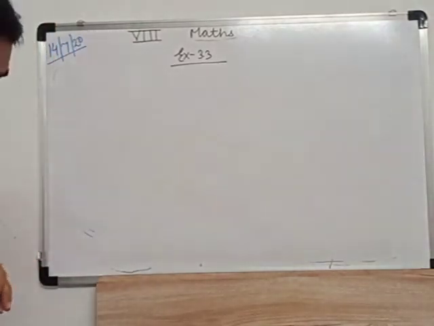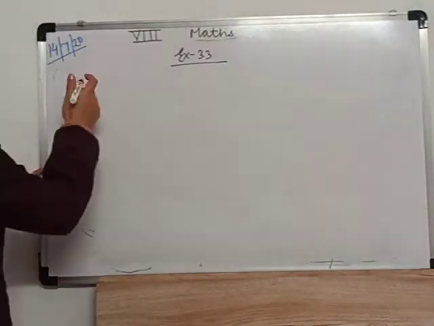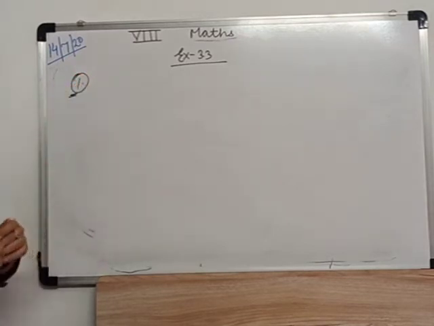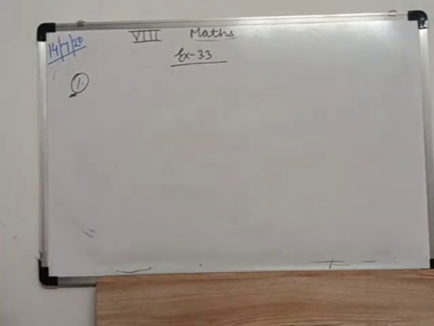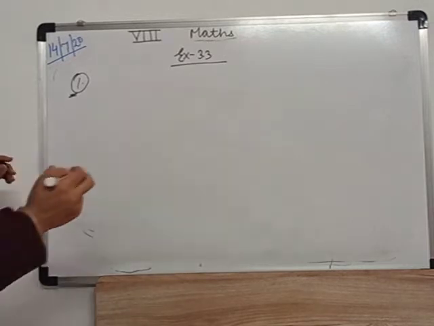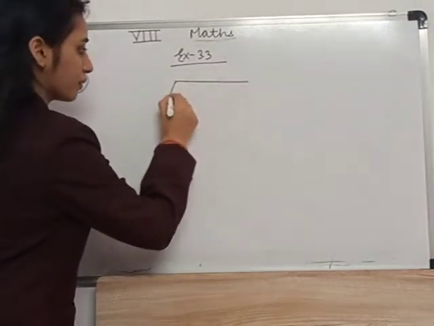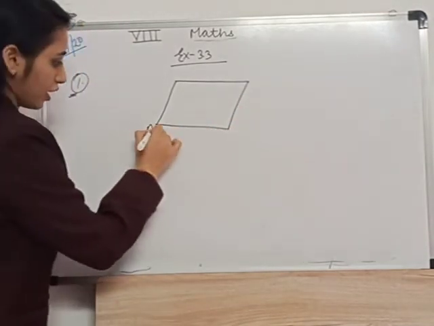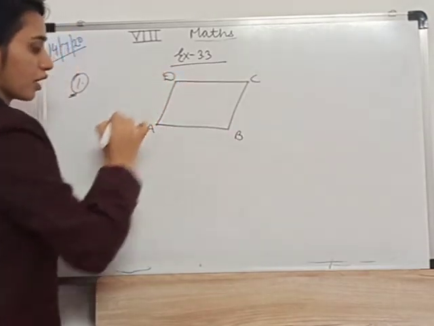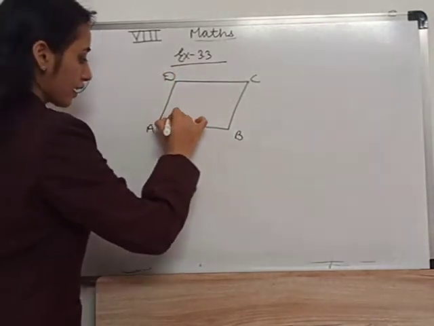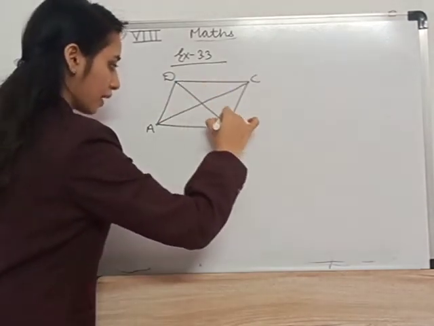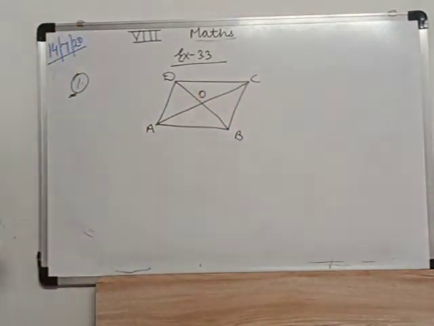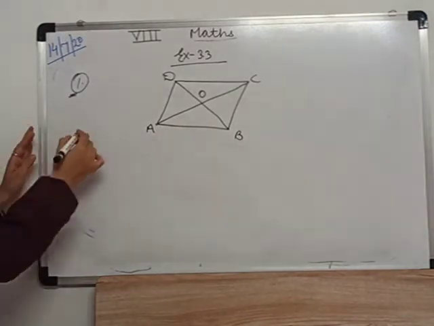the next exercise? Question number 1 of the next exercise: open your books. During the math lecture, you have to keep your books with you. In the first question, a parallelogram is given. ABCD is a parallelogram and its diagonals bisect each other at point O. This figure is given.